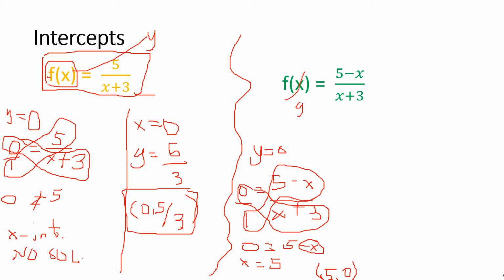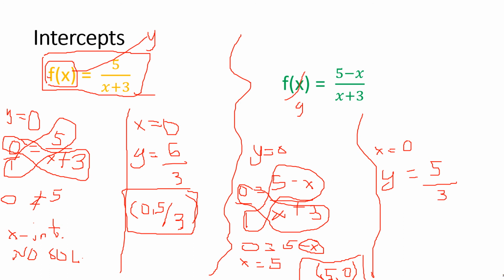Okay, so the graph intersects at 5 and 0. Okay, that is at the x-axis. So let's have the y-intercept. We will let x be equal to 0, all the x terms will be equal to 0. Okay, so we will be having y is equal to 5 minus x will be 5 minus 0, and that is equal to 5, over x plus 3 will become 0 plus 3, and that is equal to 3.